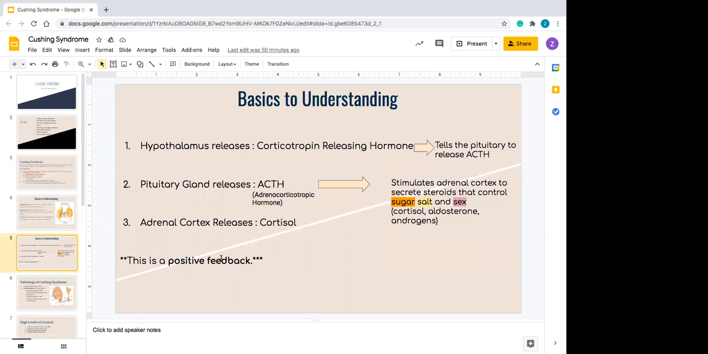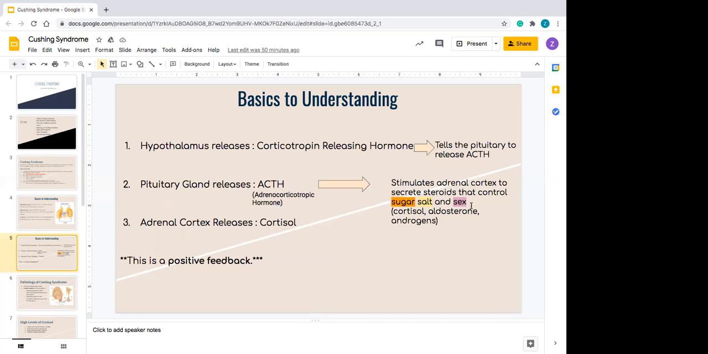And then this is the process of how cortisol is released. So basically, the hypothalamus located in the brain releases what's called a corticotropin-releasing hormone, or CRH, and it tells the pituitary gland to release your ACTH. So that's called the adrenocorticotropic hormone. Once the pituitary gland releases that, it stimulates the adrenal cortex to secrete steroids.